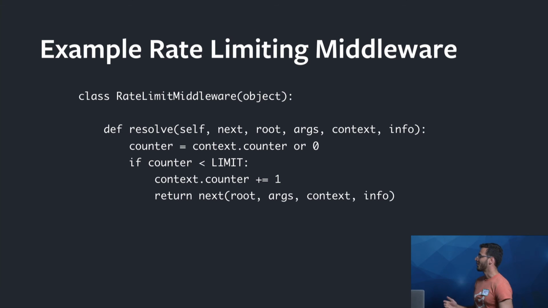But another example, for example, we want to have rate limiting in our GraphQL schema. For implementing it, the only thing that we have to do is just create a counter in the context. And each time we are resolving, we increment the counter if we resolve it correctly. And if it reaches the limit, we will return none. For example, you can raise an error or whatever you want.